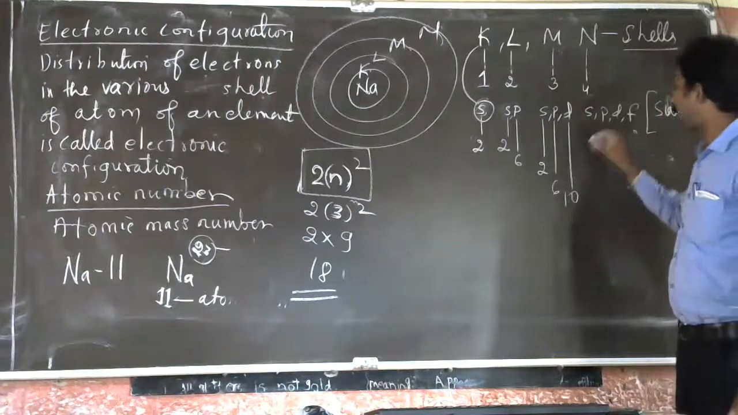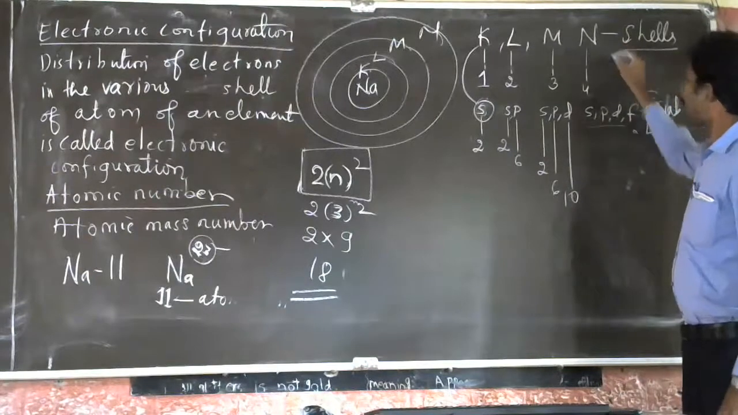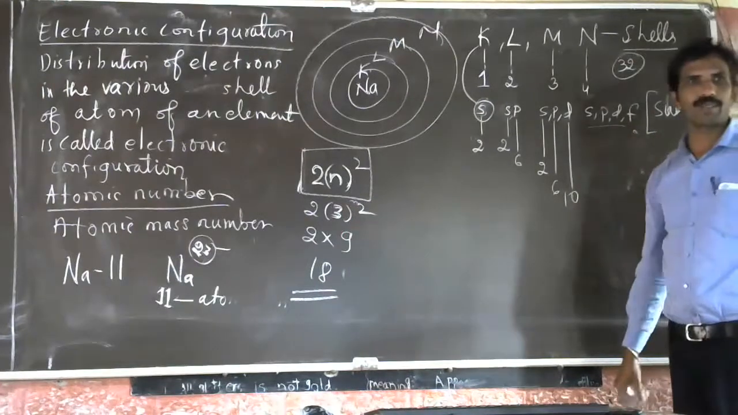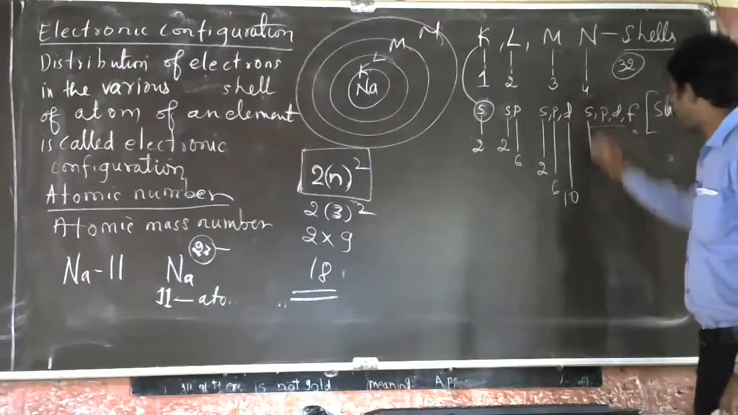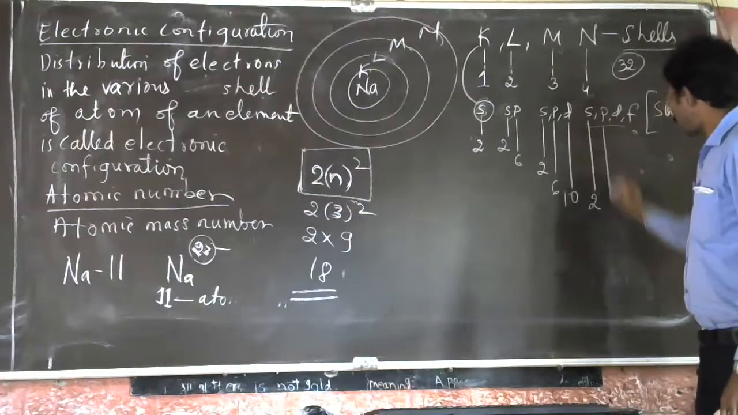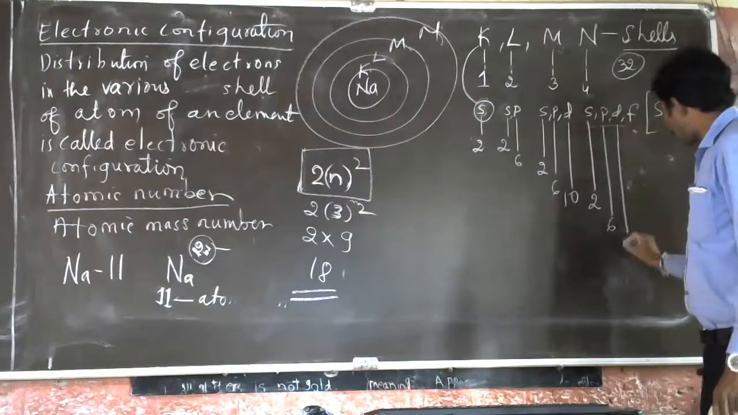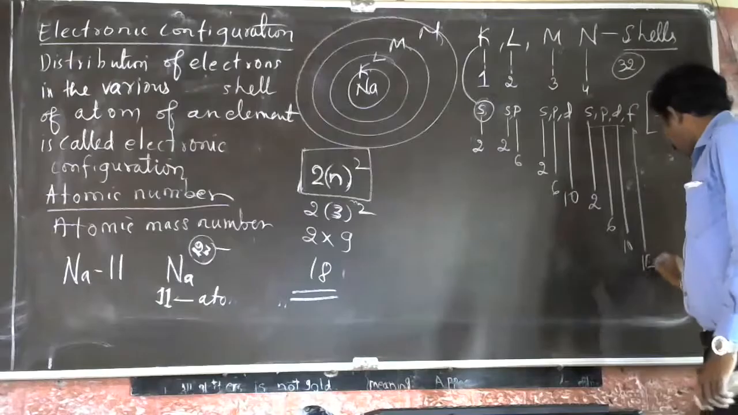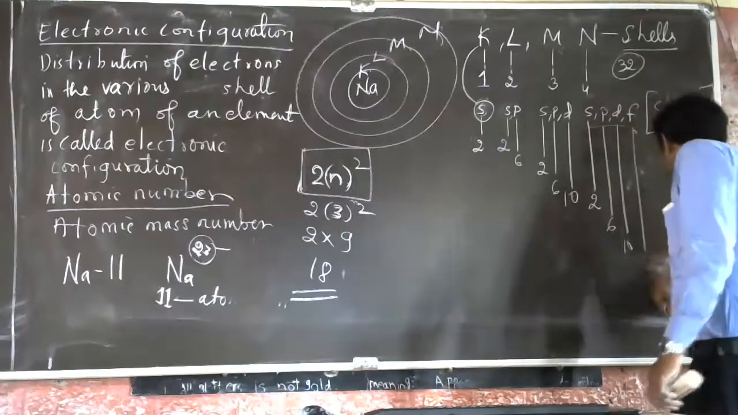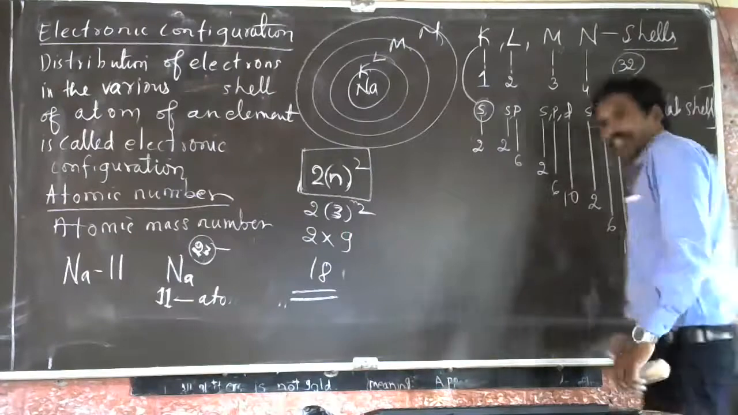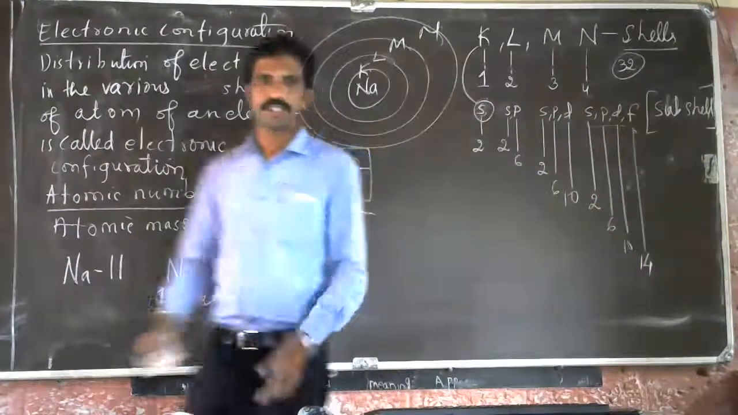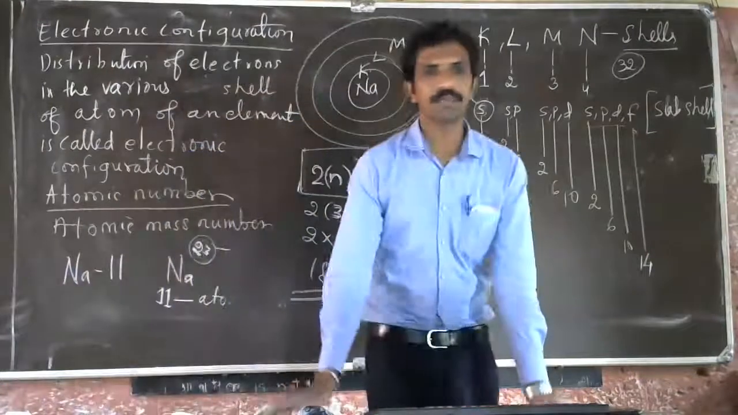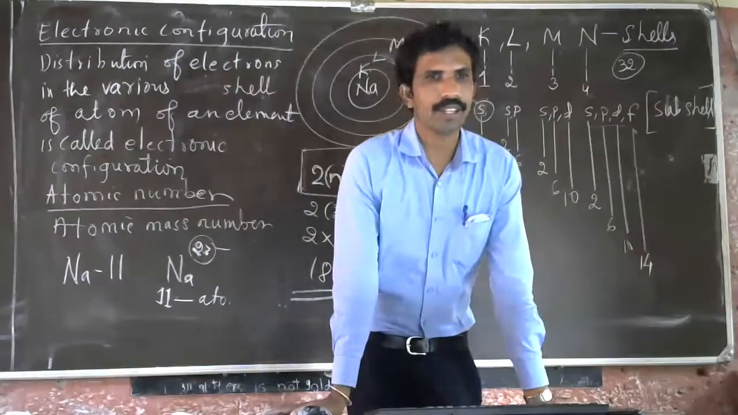Similarly, in the N shell, 32 electrons will be occupied. In S it is 2, P it is 6, D it is 10, and F it is 14. 14 electrons are occupied in F of the N shell. Like this, this is nothing but electronic configuration.